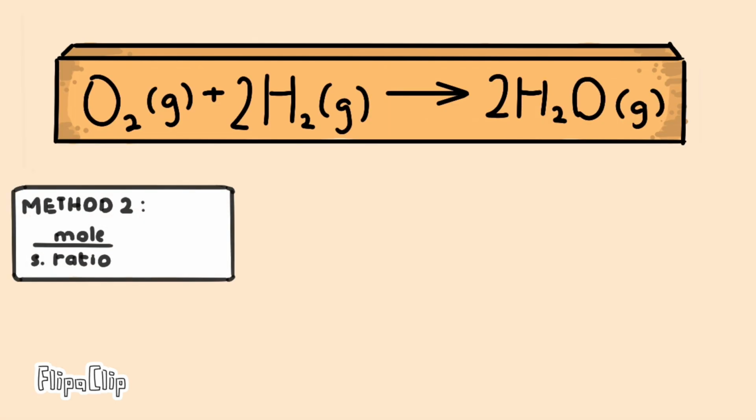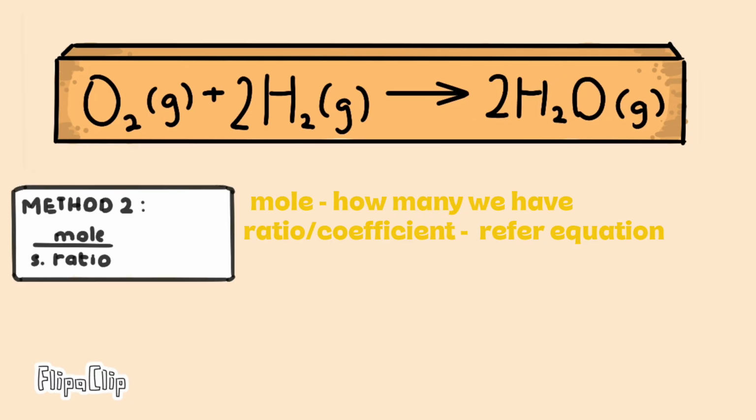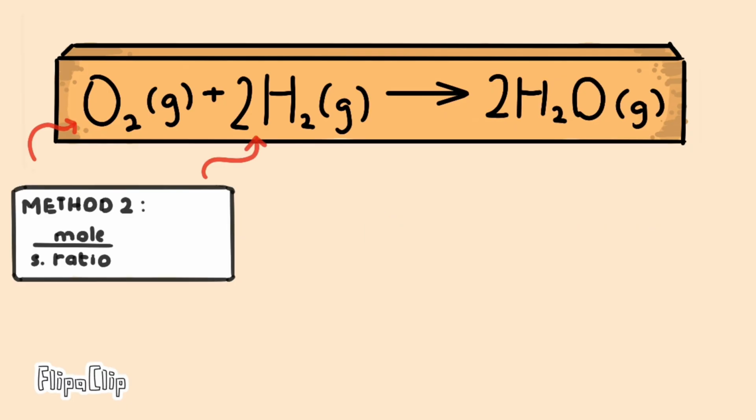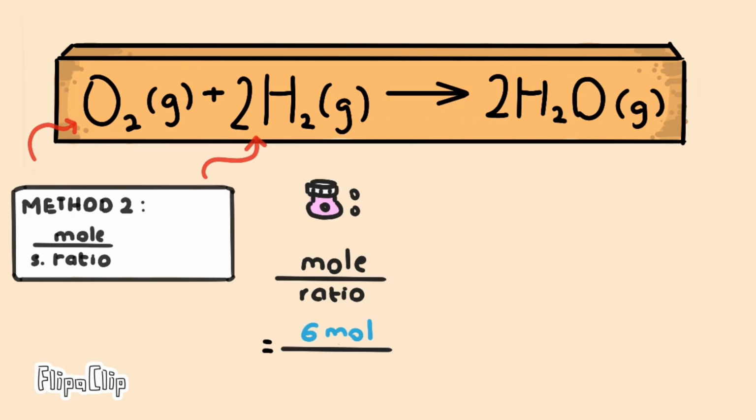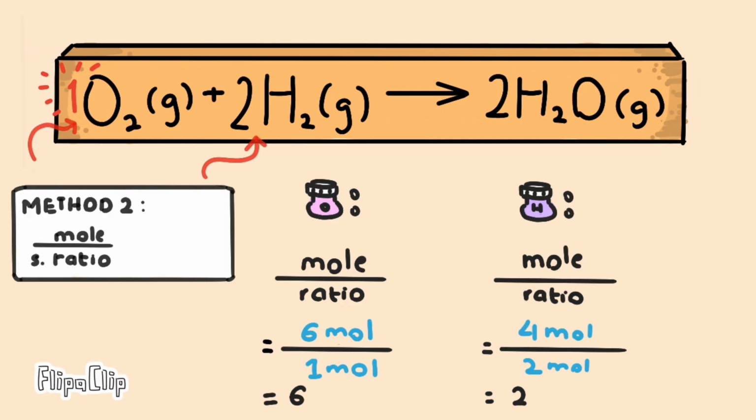For this method, it's simple. Mole over coefficient. Mole referring to how many moles we have, and coefficient from the balanced chemical equation. For oxygen, we have 6 moles, and referring to the chemical equation, the coefficient is 1. Solving that will get us to the ratio of 6. Doing the same for hydrogen, and we get the final answer of 2. To know which one is limiting, we will take the smallest ratio, and in this case, the hydrogen.